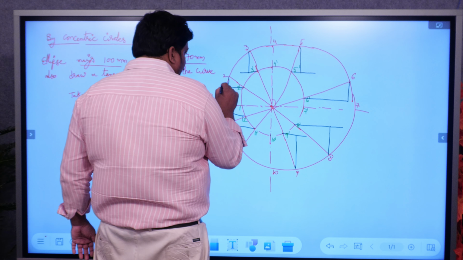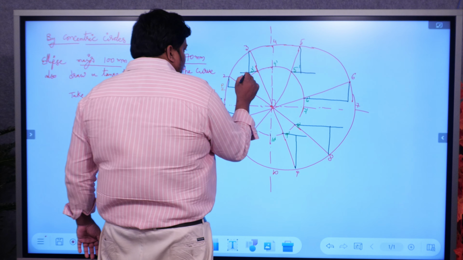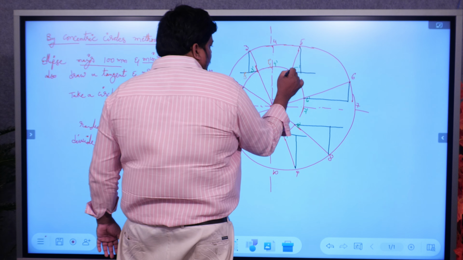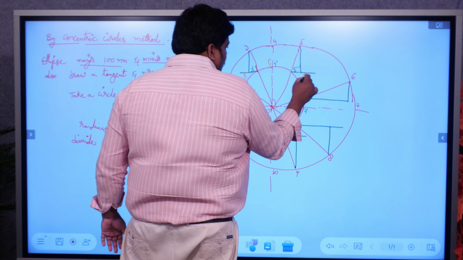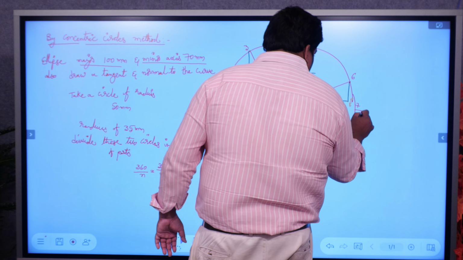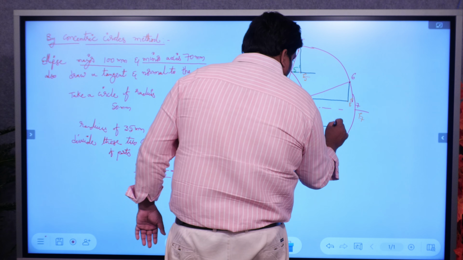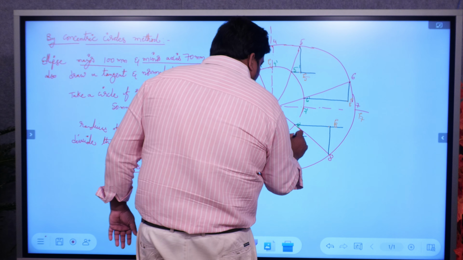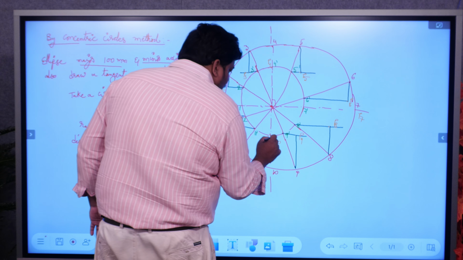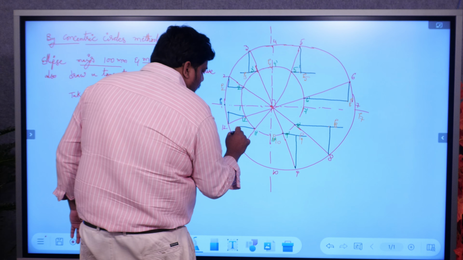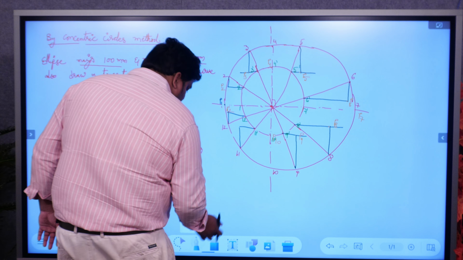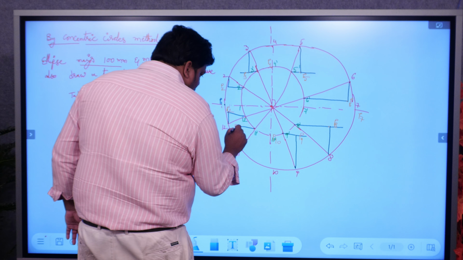This is the point P1, P2. Now this is the point P3, this is the point P4, this is the point P5, this is the point P6, this is the point P7, next this is the point P8. Now this is the point P9, this is the point P10, this is the point P11, and this is the point P12.